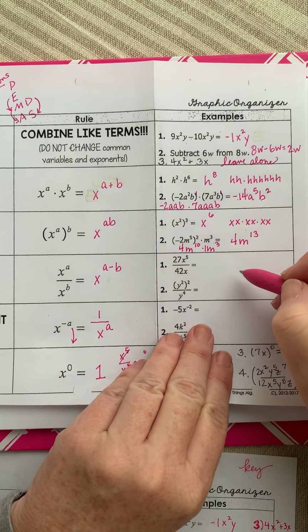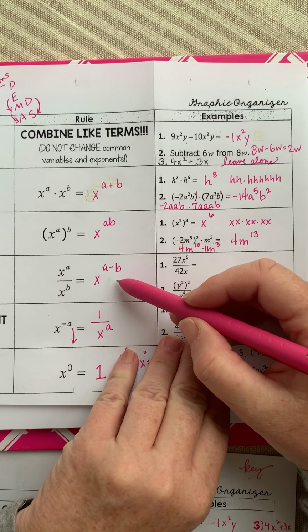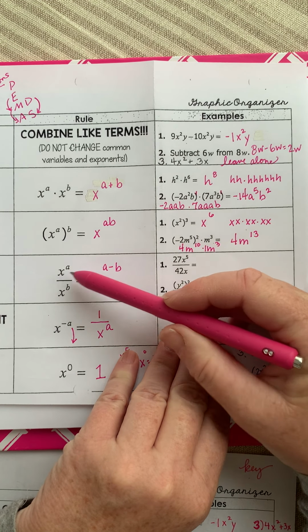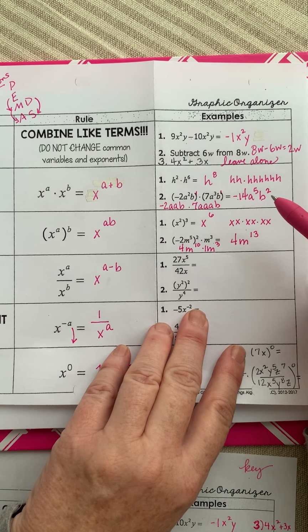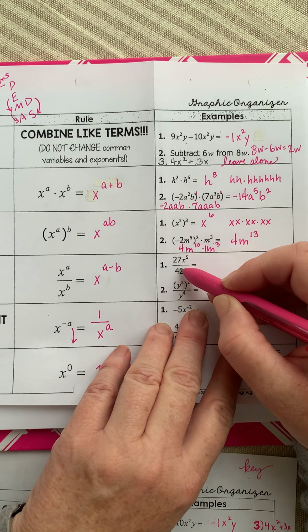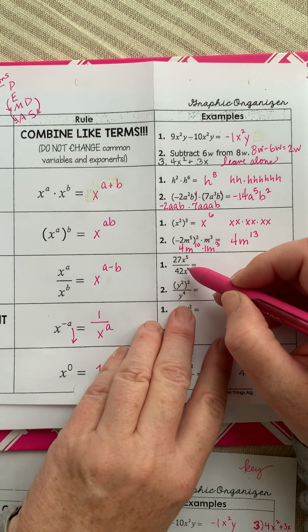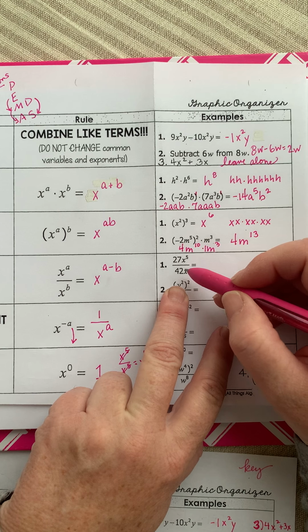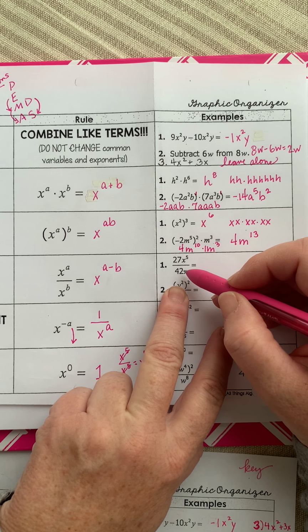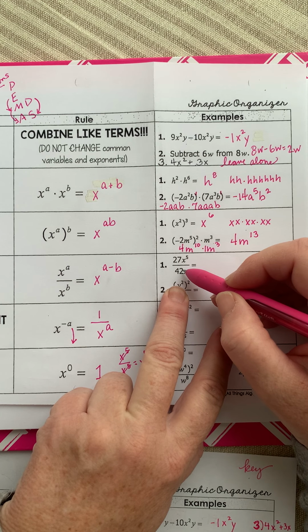All right, the quotient rule. The quotient rule says when I'm dividing things that have the same base but different exponents, I subtract the exponents. However, the numbers in front are still just numbers, so I reduce those just like I would any fraction. So I'm looking for something that goes in to 27 and 42. Any ideas, guys?